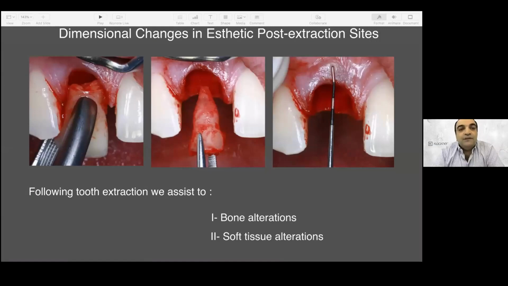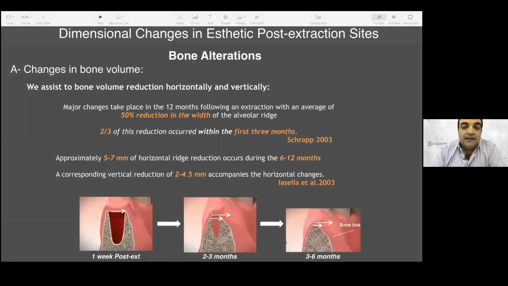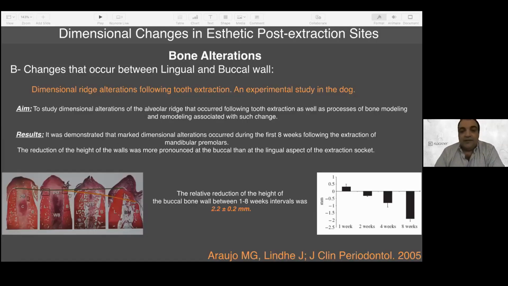And we are going to discuss a little bit about dimensional changes in the aesthetic post-extraction socket. We all know that we have bone alterations and soft tissue alterations. A lot of studies showed, especially one from Sharp in 2003, that we have 50% reduction in width after extraction. And we also have 5 to 7 millimeters of horizontal ridge reduction that occurs between 6 and 12 months, and 2 to 4.5 millimeters of vertical reduction that accompanies the horizontal changes.